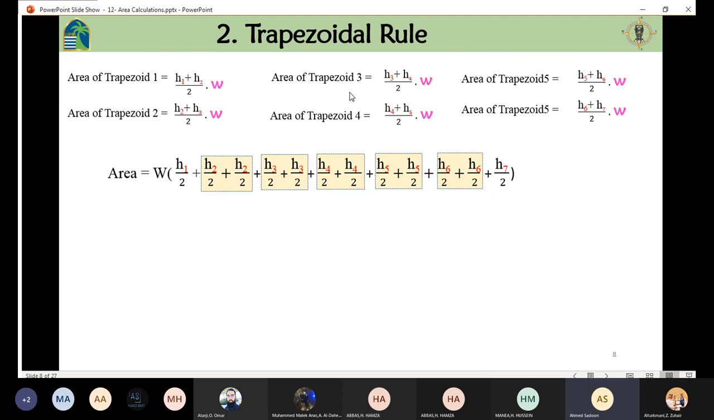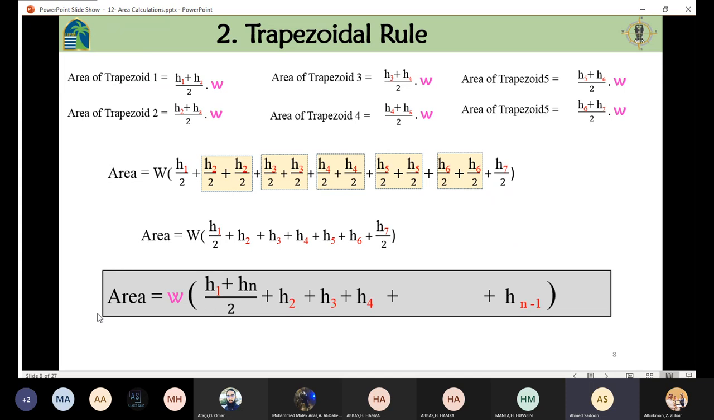All the offsets are going to be repeated, except H1 over 2 and H7 over 2. While all the other offsets are going to be repeated. So here I have only one H1 over 2 and H7 over 2, while the rest is going to be repeated. H2 over 2 plus H2 over 2 is going to give me H2. Here I'm going to have H3, H4, H5, and H6. So this one is also going to be simplified more. Instead of this, we're going to put this. Instead of this, we're going to put this, like this one. And finally, we could put this one and that one together.